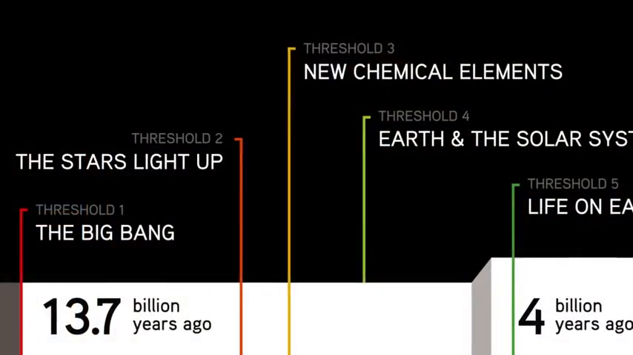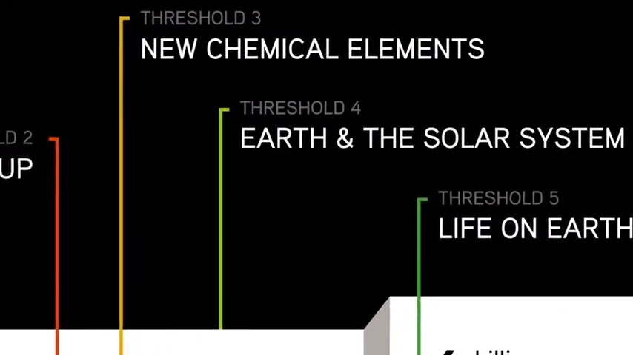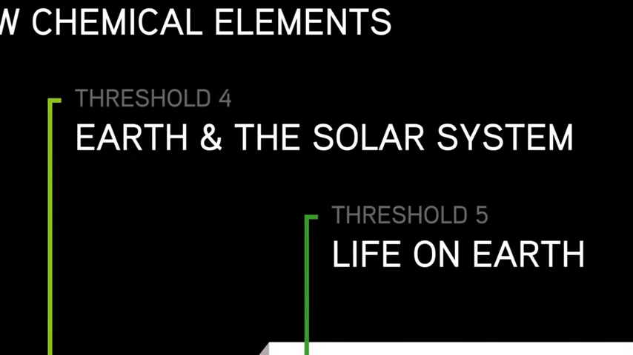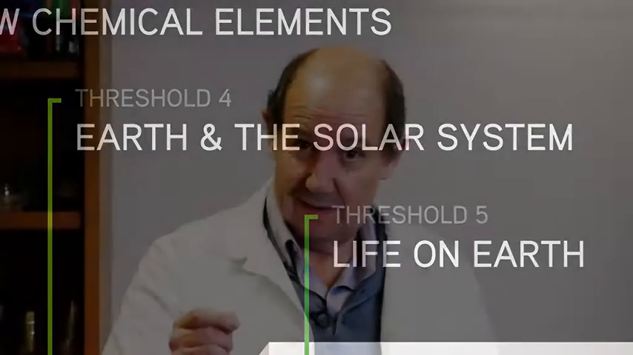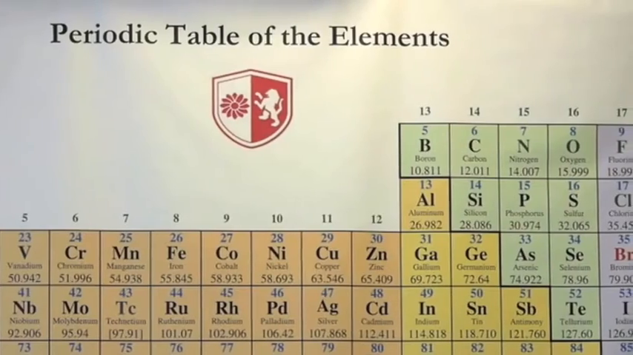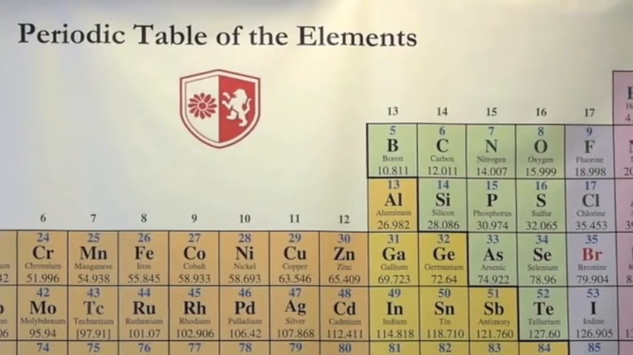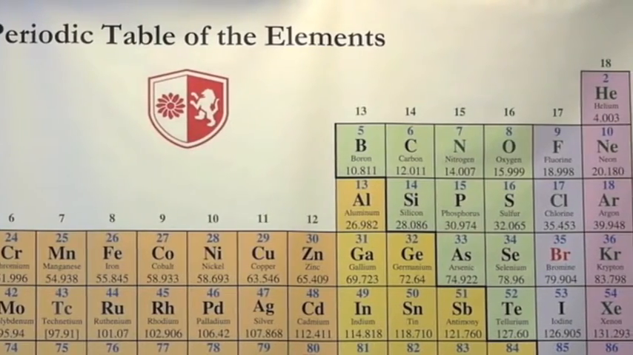Now, we regard the creation of solar systems as the fourth great threshold in this course. And that's because planets, and in particular rocky planets like our Earth, are significantly more complex than stars. They are more complex because they have more internal structure, but they are also much more complex chemically. They contain a much greater diversity of materials.